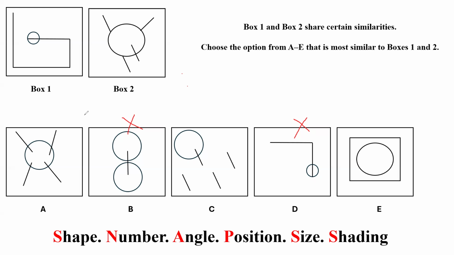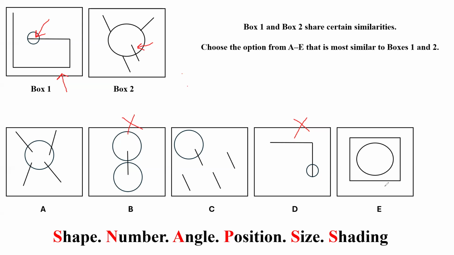Now, in box 1 and box 2, there is always one line that is creeping into the circle. Can you see that line? It sneaks into the circle. And this line here sneaks into the circle. So that's the thing that they both share. They both have a line that goes inside the circle. Because they both have that, let's see if we can get rid of any options.